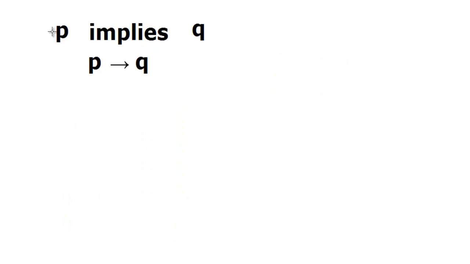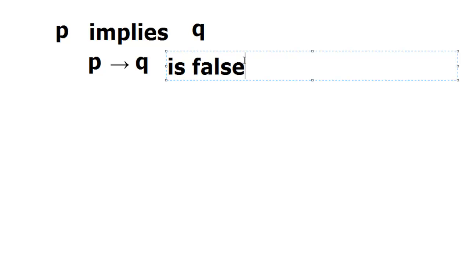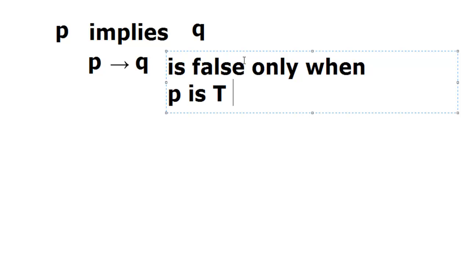So now we are going to look at this compound statement, P implies Q, and the symbol for implies is this. For this, P implies Q is false only when P is true and Q is false. That is, we don't let the implication be true even though the premise is true. All right. Or you can just make up examples and verify that. We will now construct a truth table for this.